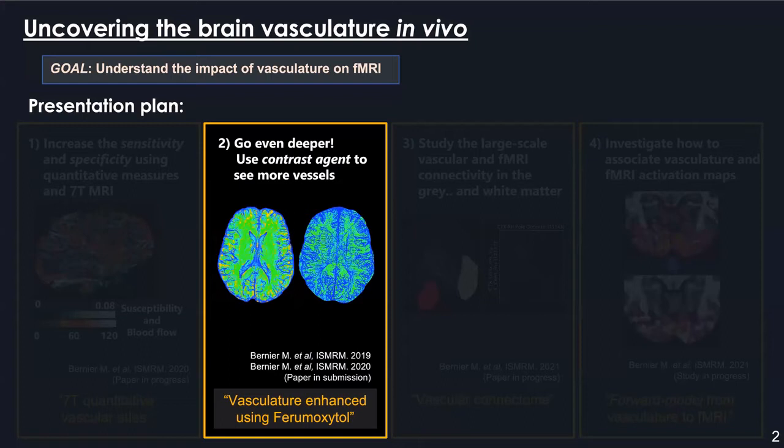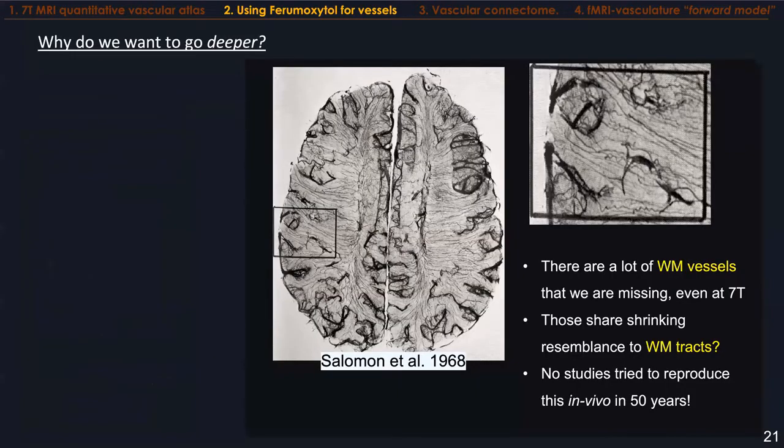But another goal for this project was to investigate this here. The figure that you see here is coming from a 50-year-old histological atlas from Solomon. You can see the vasculature here that is localized in the white matter. When we saw these figures, we wondered why we could not see those vessels in the regular SWI that we do in vivo. Even if we employ high resolution, we cannot really see those vessels in such detail.